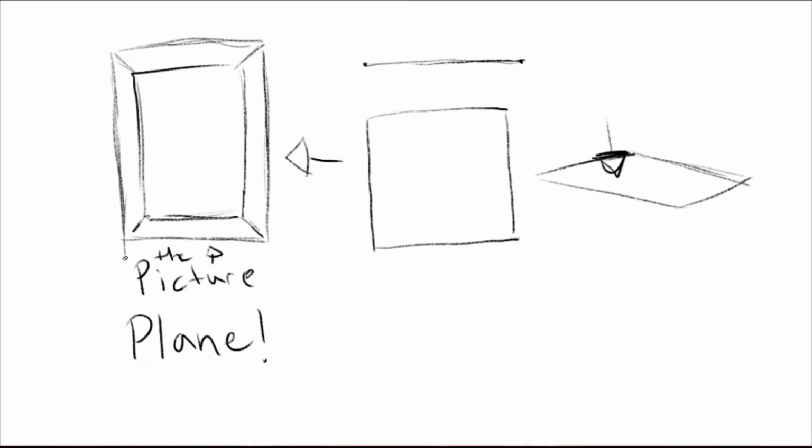So when we say something is the picture plane, what we're saying is that this, I'm gonna make me a Mona Lisa here. Okay? The picture plane is that frontal surface that you're looking at.